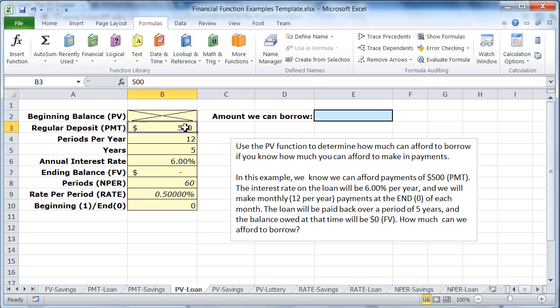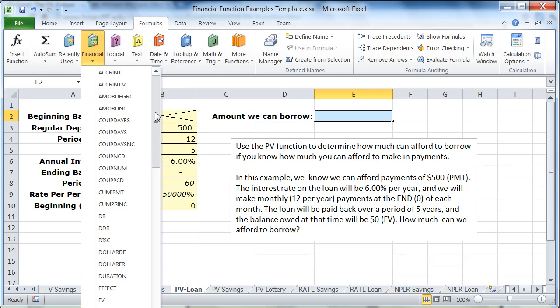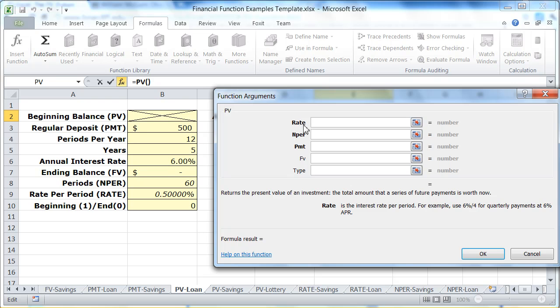And now that we've computed all of this, or entered all of this, now we can go over here and we can use a function to compute how much money we can afford to borrow. It's the present value function. It's going to be on the formulas tab in the financial group, and we need to scroll down to the P's, and there's the PV function. And now it's simply a matter of just pointing to the boxes over here.